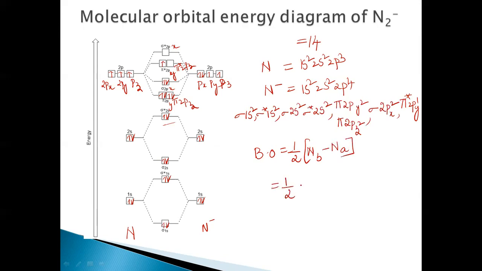Half into the number of electrons in the bonding molecular orbitals, which is 1, 2, 3, 4, 5, 6, 7, 8, 9, and 10. Here are the bonding electrons. The number of electrons in the anti-bonding molecular orbitals is 1, 2, 3, 4, and the 5th electron. Half into 5, that is 2.5. Since the bond order is more than 1, it is stable. The molecule is stable, that is N2 minus.